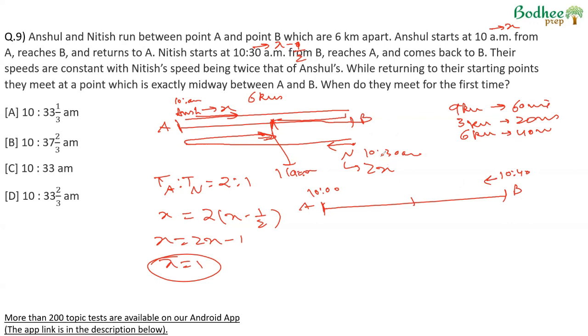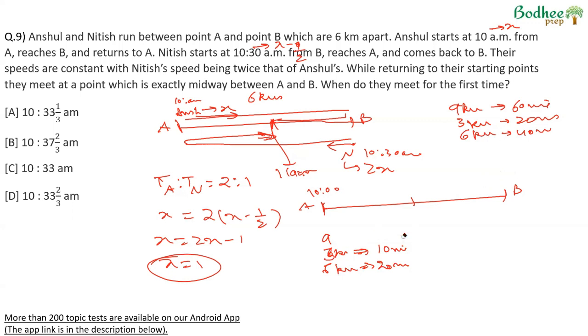Where is Nitish at that point in time? If we look at Nitish, Nitish covers 9 kilometers in 30 minutes. Therefore, he will cover 3 kilometers in one third of this, that is 10 minutes, and therefore 6 kilometers in 20 minutes. So they will end up crossing each other, because 10:30, 10:50. So the first meeting would have happened by now.